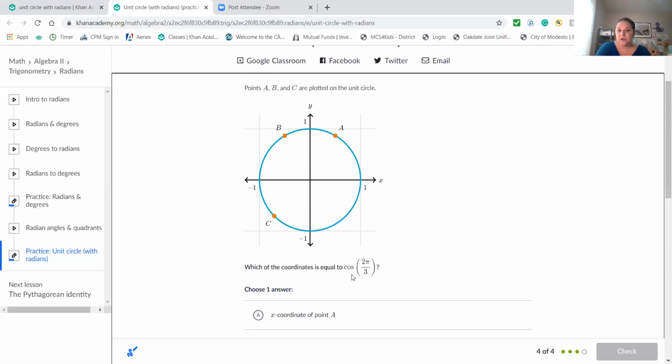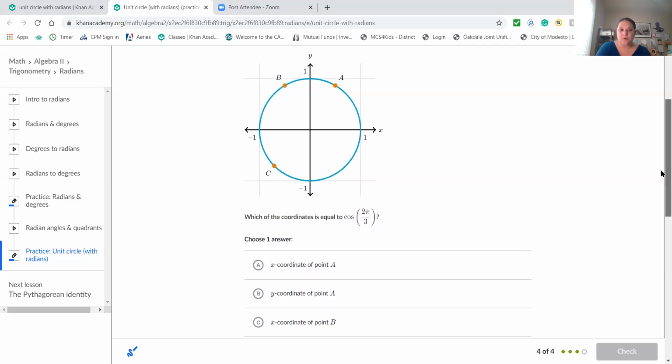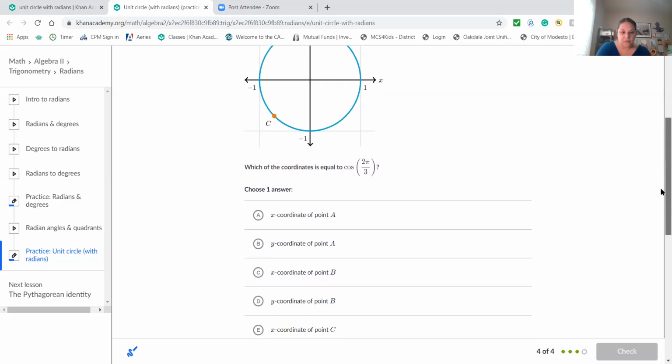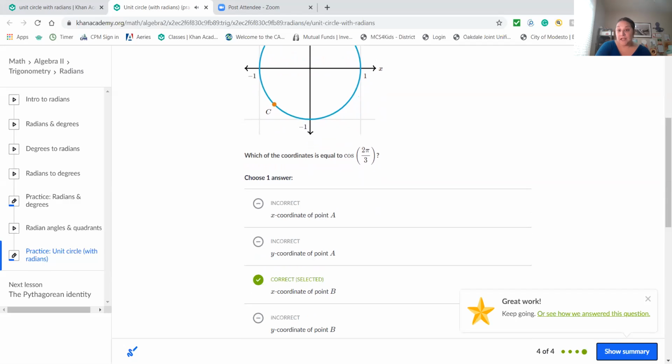And then they say cosine. So cosine B is the x coordinate. Sorry, the x coordinate of B would be the cosine of that angle, the x coordinate of B.